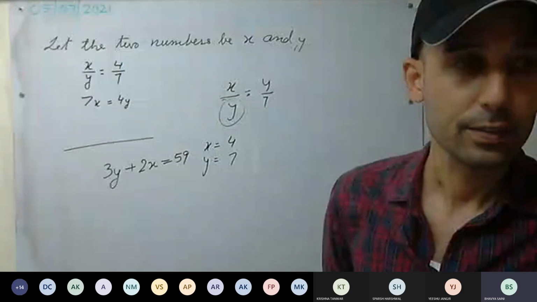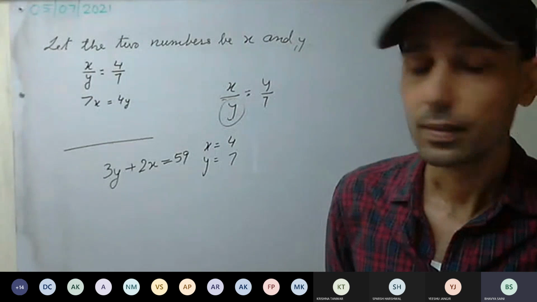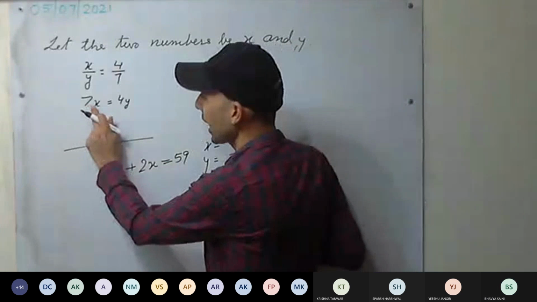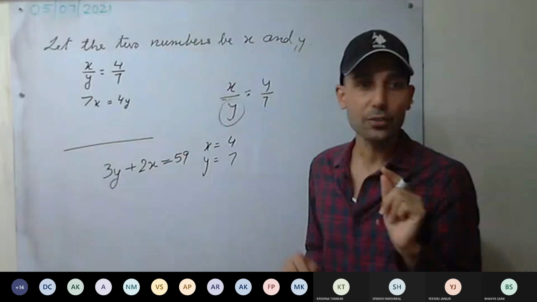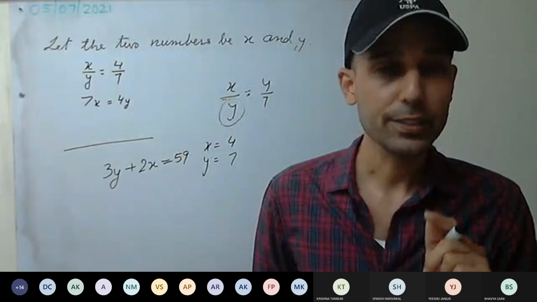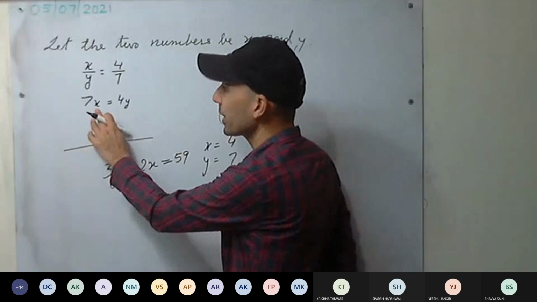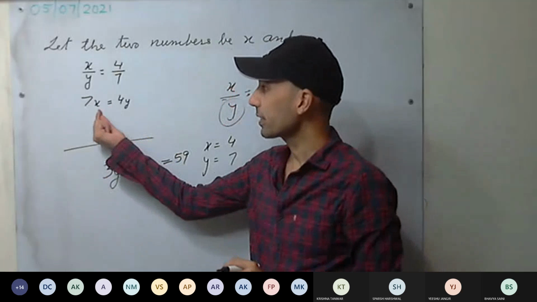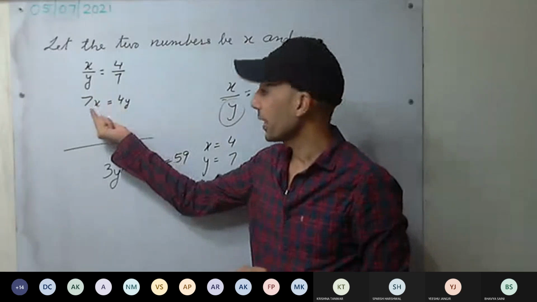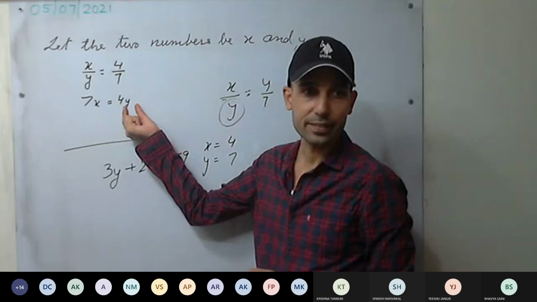Have you understood? Sir, why do we not take the 7x and 4y thrice? See here, what does it mean? A number is not 7x and 4y. Numbers are x and y. See here, when they become equal, 7 times x, that means we are multiplying x with a bigger number and y with a very small number, then they are becoming equal. It means which is bigger? Y is bigger.